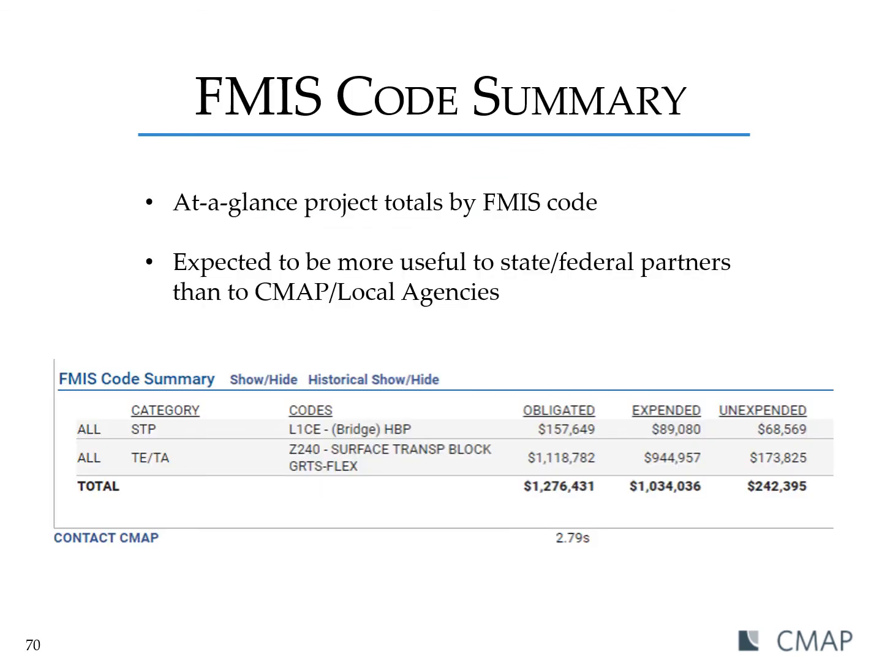And then finally, there is the FMIS code summary section. This displays obligated funds, not including AC funds, expended and then unexpended funds for all years. This is the last slide of this section. We have one more section to go through, and then we'll pause for any questions at the end.